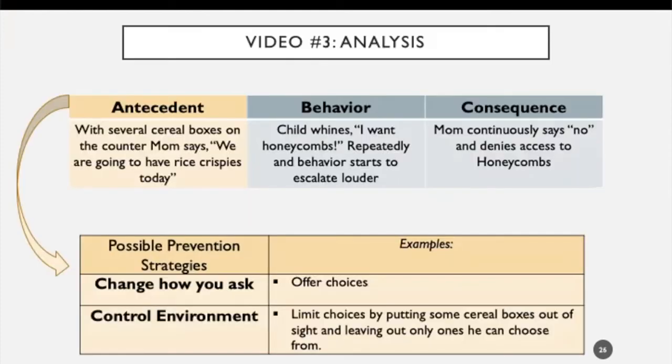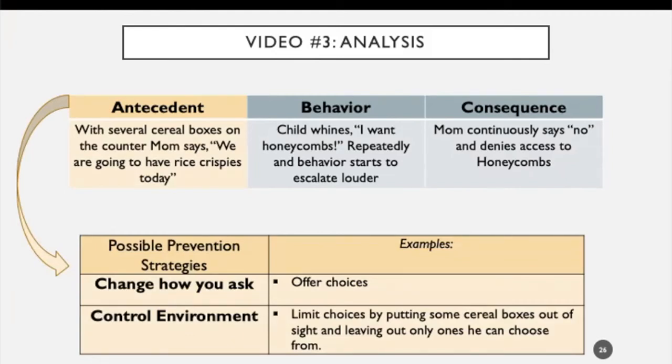So let's take a look at this. The kid walked into the kitchen, and on the counter were several boxes of cereal. Maybe mom had just gone grocery shopping and she forgot to put them away, right? So she places a demand that he has to have a particular kind of cereal, but in his face are 7 choices. So, firstly, we can change how we ask, right? Instead of saying you have to have Rice Krispies, you could just ask him, hey, which one do you want? Unfortunately, she had the 7 boxes there, so he had a choice of 7.